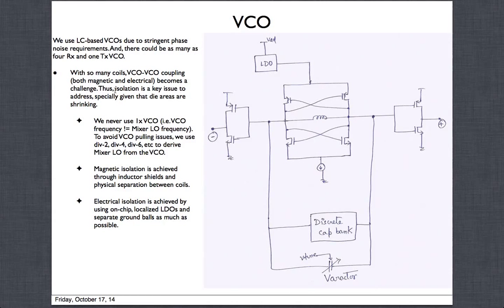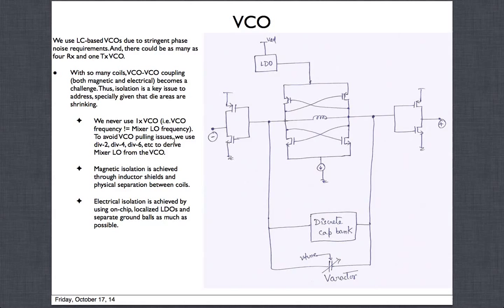The other thing is, because there is going to be coupling, which is also what we call pulling, one VCO will be pulling the other VCO. One thing we never use is a 1x VCO. 1x VCO means the frequency that goes to the mixer, let's call it the mixer LO frequency, is equal to the VCO frequency. But we never use a 1x VCO.